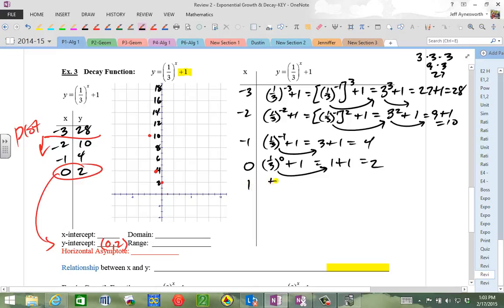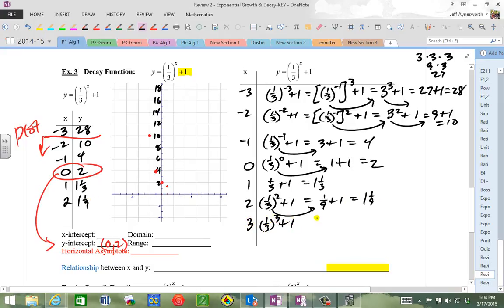At 1, we got 1/3 plus 1, which is 1 1/3. That's too easy. So 1 comma 1 1/3. Right 1, up 1 plus 1/3 more. At 2, you get 1/3 to the second power plus 1, which is 1/3 squared, which is 1/9. Add 1, and you get 1 1/9. So 2 comma 1 and 1/9. At 3, you get 1/3 cubed plus 1. That becomes 1/27 plus 1, or 1 and 1/27.